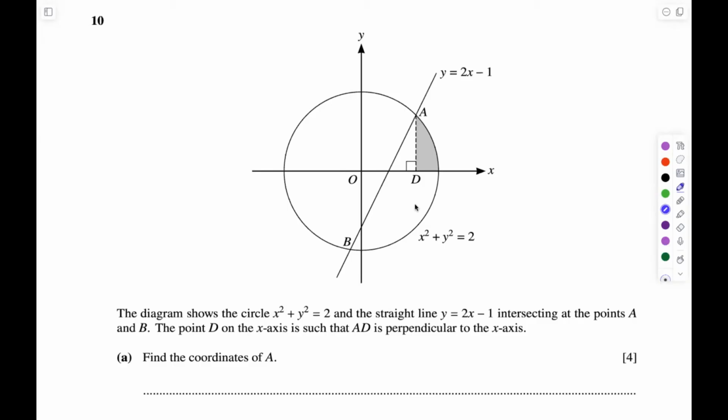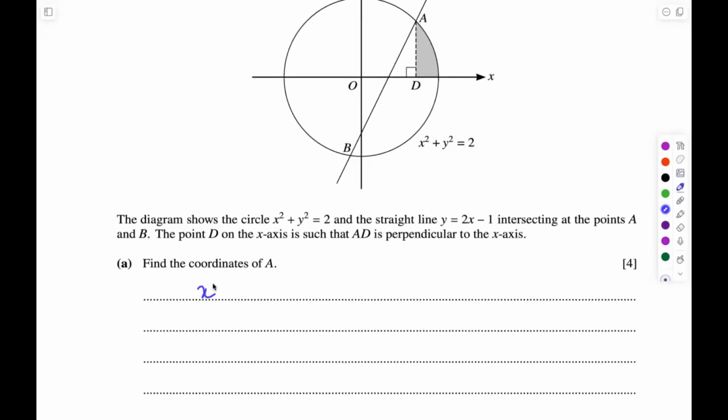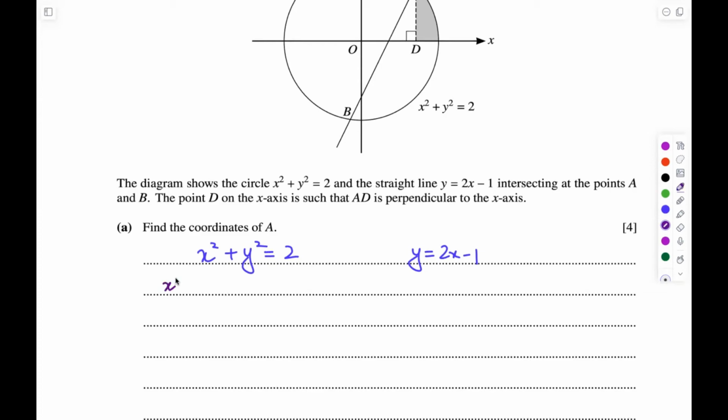Now, as the line and the curve are intersecting at the points A and B, we can solve the equations simultaneously to find the points of intersection. So the equation of the circle is x squared plus y squared equals 2. The equation of the line is y equals 2x minus 1. Substituting y equals 2x minus 1 in the equation of the circle, this will be x squared plus (2x minus 1) whole squared equals 2. Expanding (2x minus 1) whole squared, that will become 4x squared minus 4x plus 1. And bringing 2 to the left hand side, this will be minus 2 equals 0.